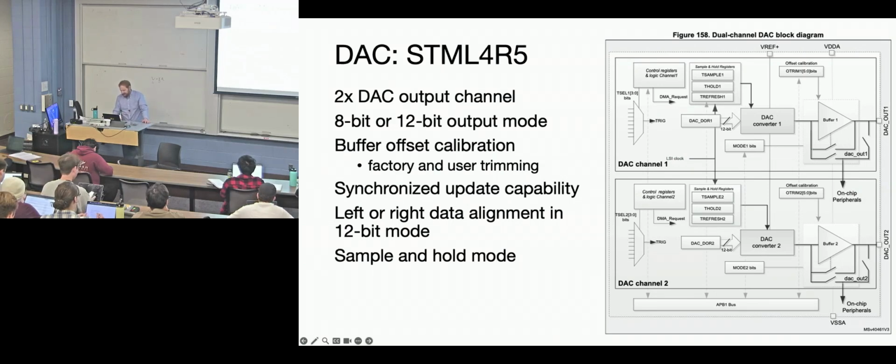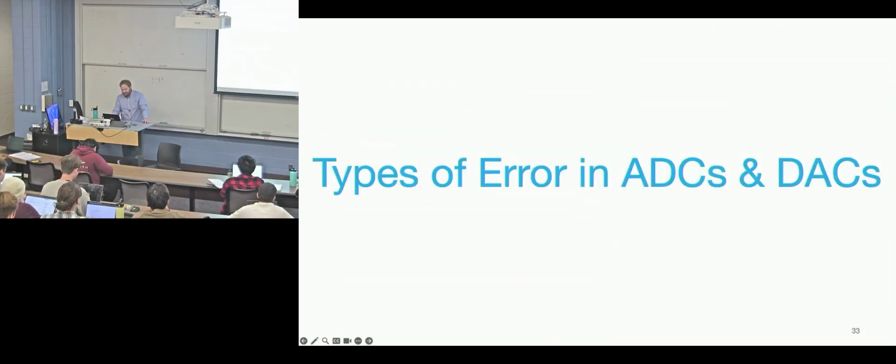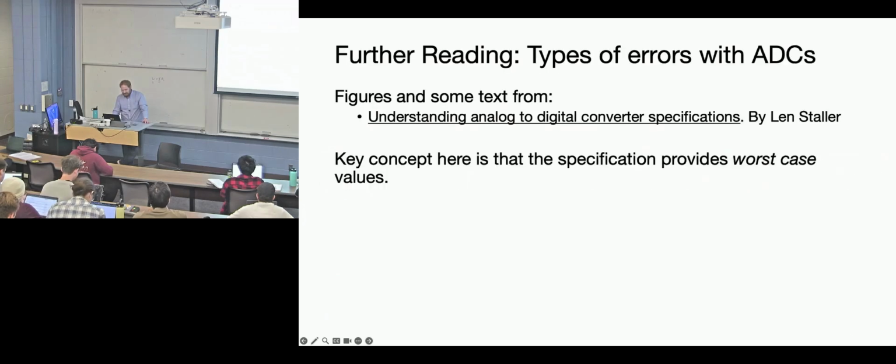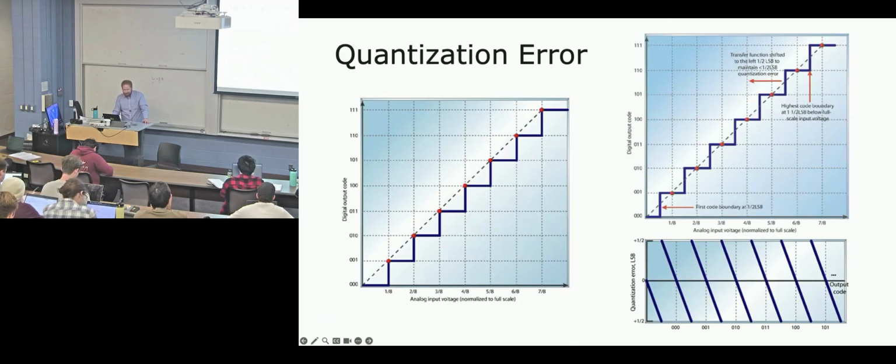And lastly, we'll talk about some types of errors in ADCs and DACs in general. We talked multiple times about quantization error. This is the most common, inherent one. You're never going to get around this. It basically means that the least significant bit, you can argue, is noisy, right? There's uncertainty of at least half of the least significant bit.